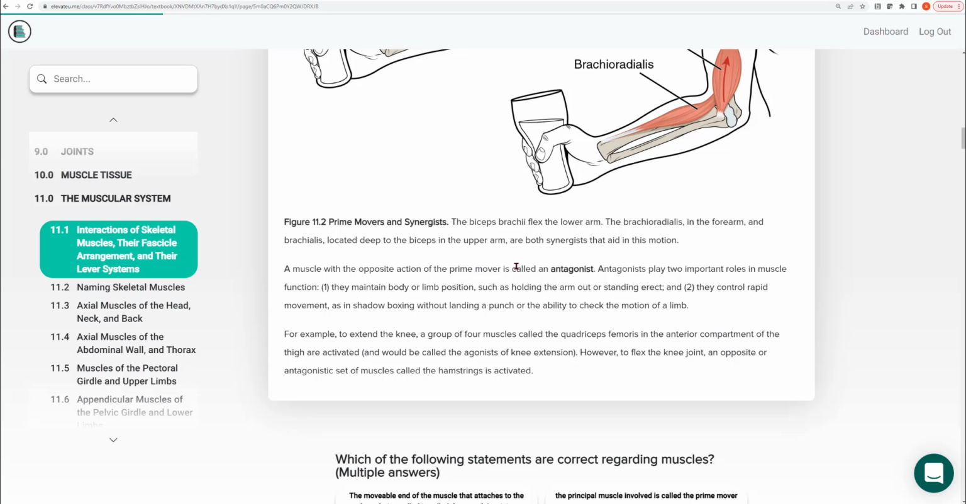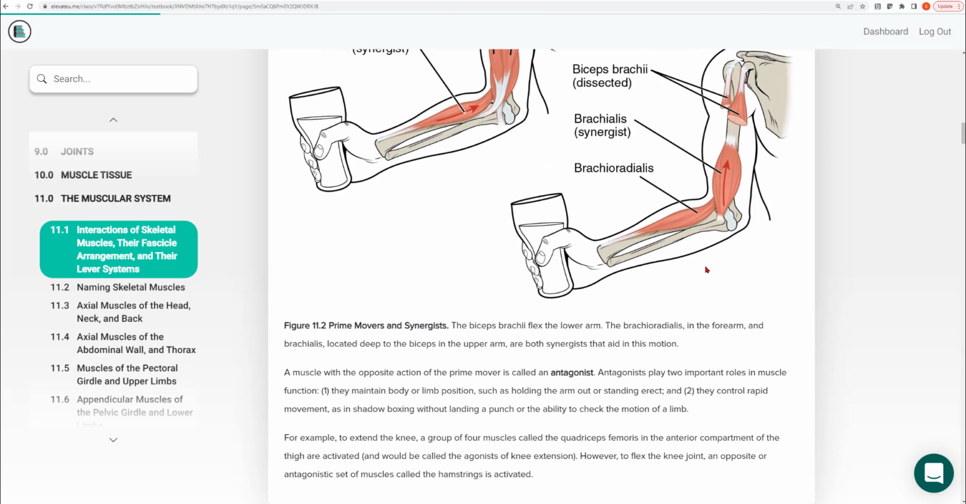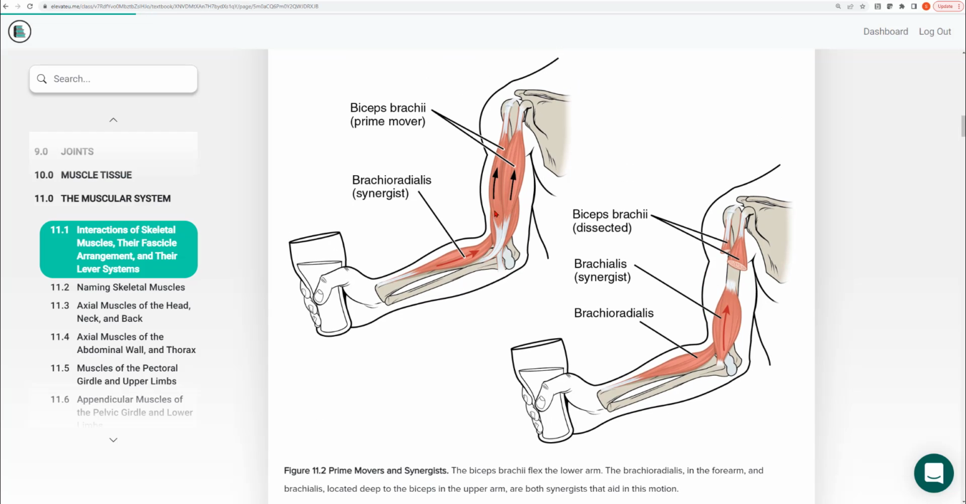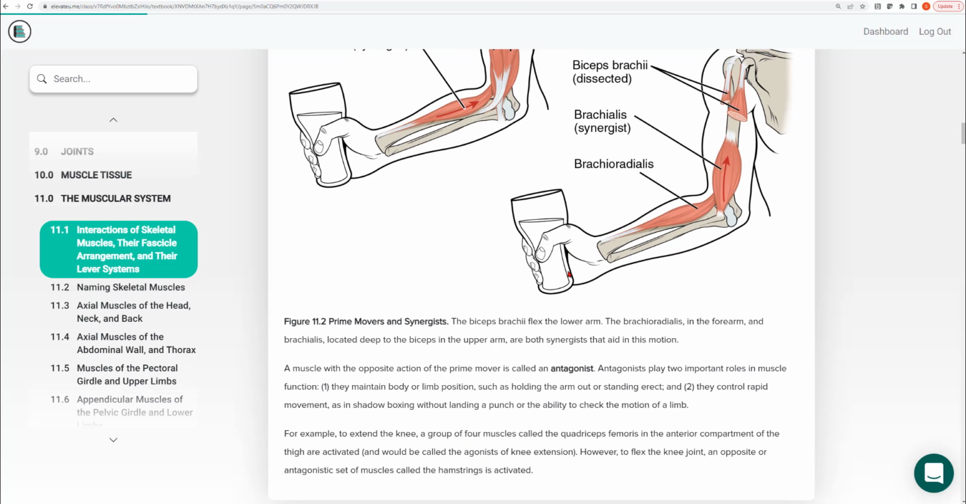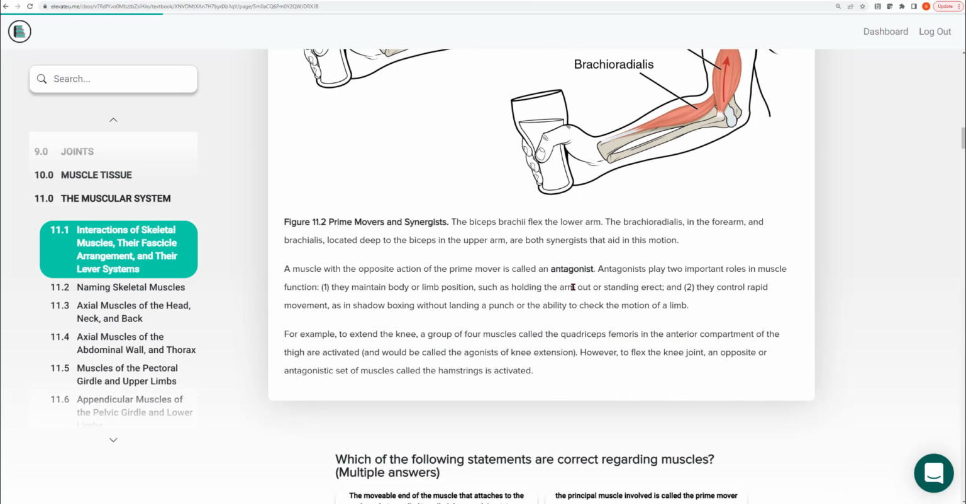Now, the muscle that opposes the prime mover is called an antagonist. So as you are shortening the biceps brachii, there's another muscle group here on the posterior brachium called the triceps brachii, and it will be the opposing muscle, and that's called the antagonist. And you'll see that.